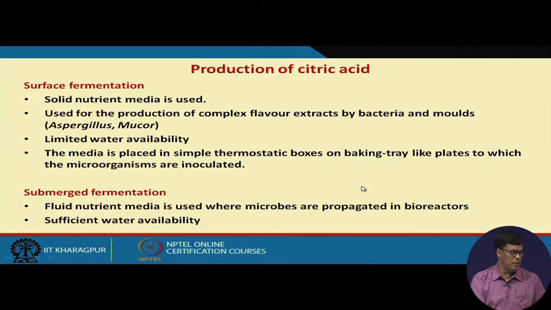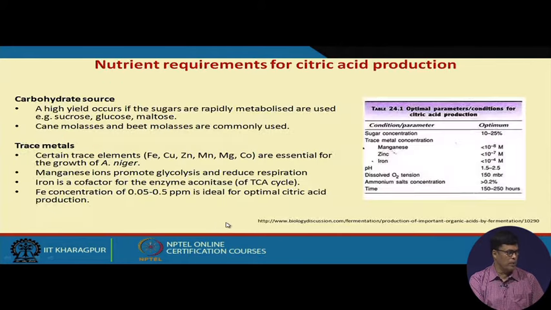Now I shall discuss surface fermentation. The solid nutrient media is used for the production of complex flavor extracts by bacteria and molds, such as Aspergillus niger. With limited water availability, the medium is placed in a simple thermostat box on a baking tray like place to which the microorganisms are inoculated. And in surface culture, as I pointed out, fluid nutrient media is used and propagated in the bioreactor, where sufficient water is available. So growth is more and production of citric acid will also be more.